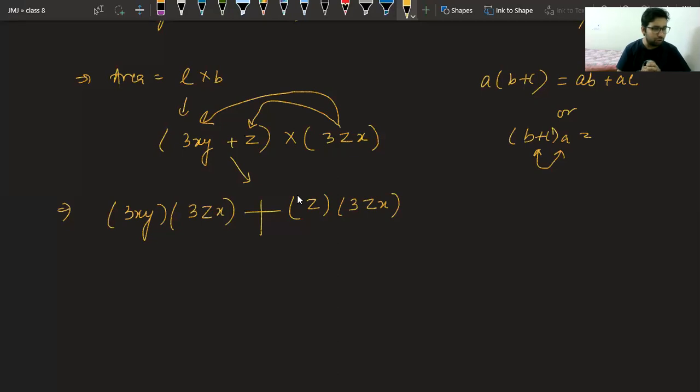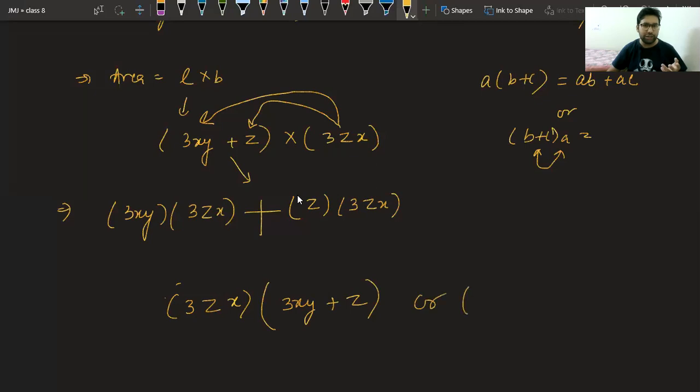Sir, why did we put 3xz at the last? Okay, Yashna. Yashna, it doesn't matter. If you put it like this, or you put it like this, they both are the same thing, Yashna. In chapter number 1 only we have learned this thing, that product is commutative. Either I write this at the first place, then also it is fine. Either I write like this, then also it is fine.